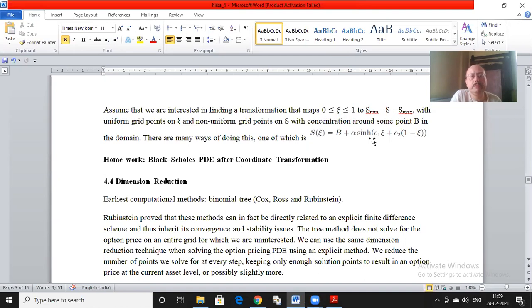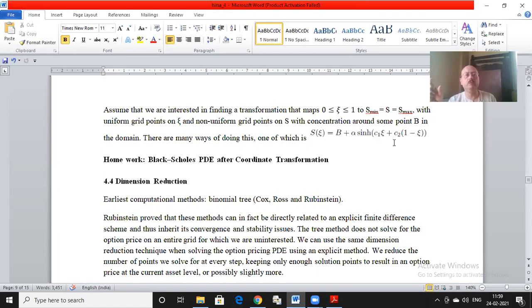So are you familiar with sinh, cosh, etc.? Yes, yes, sir. So they are basically exponential functions, so not tricky. And we know that exponential functions have very nice properties. So this is a nice and easy transformation from 0 to 1 uniform spacing to stock price axis non-uniform spacing.